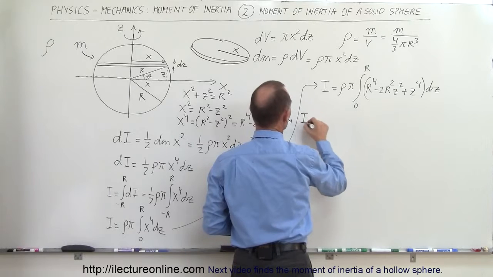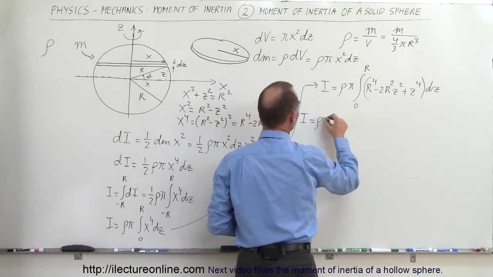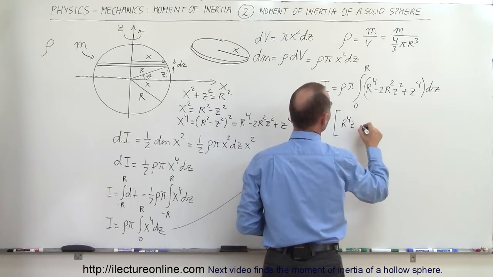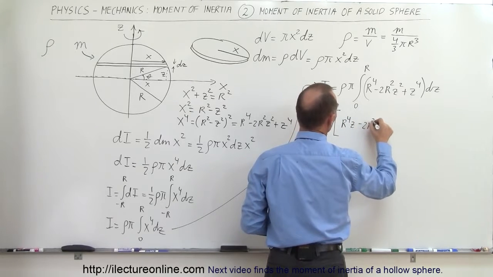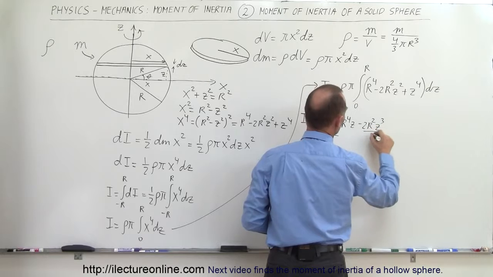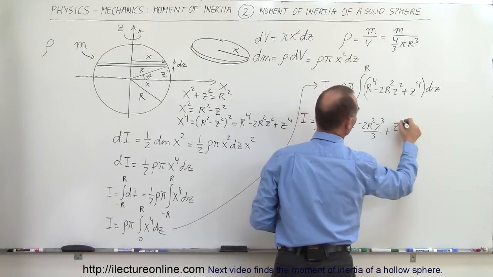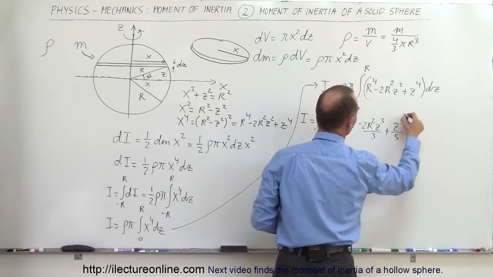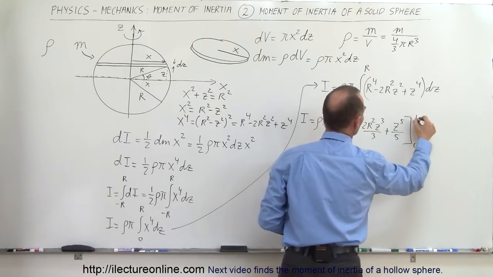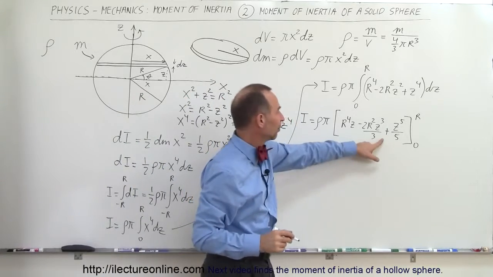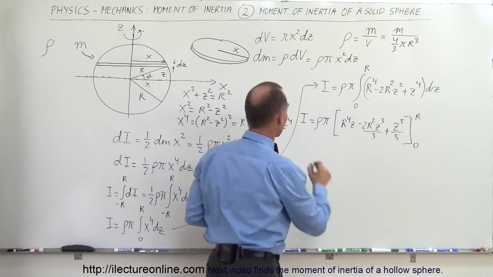So we have the moment of inertia is equal to the density times pi times the quantity r to the fourth times z minus 2r squared times z cubed over 3, plus z to the fifth over 5, evaluated from 0 to r. Those are the limits. Now notice when we plug in the lower limit, we get nothing. When we plug in the upper limit, we get the following.